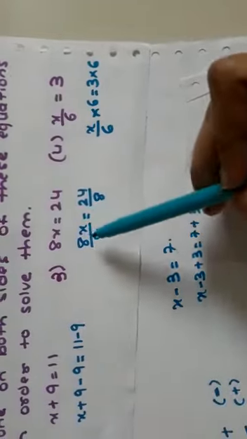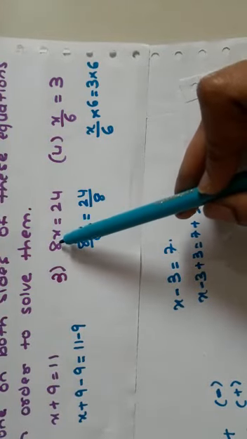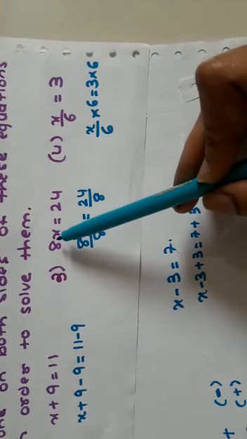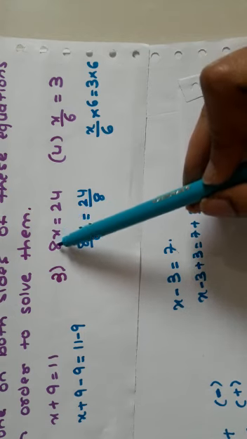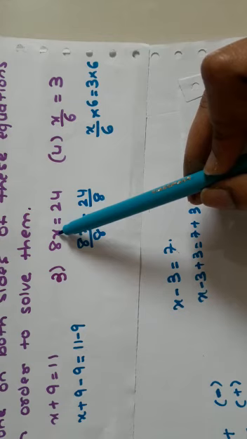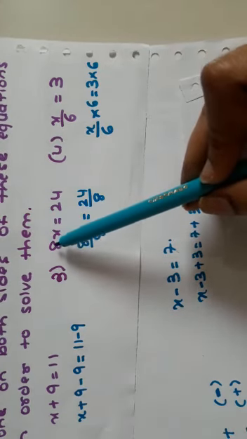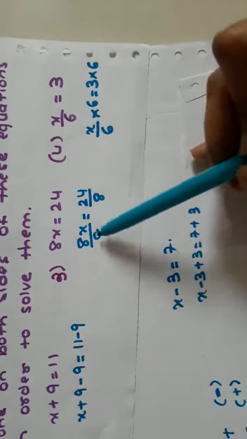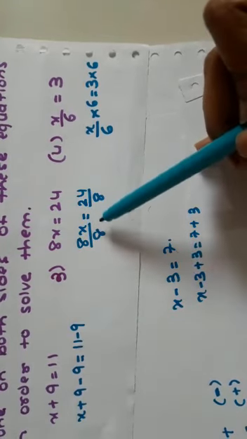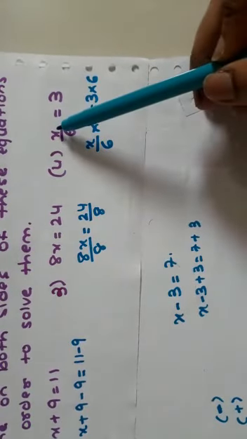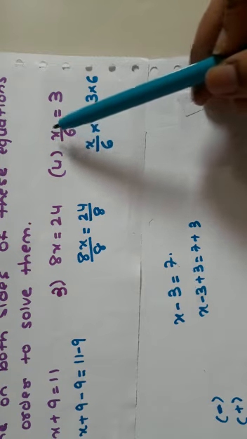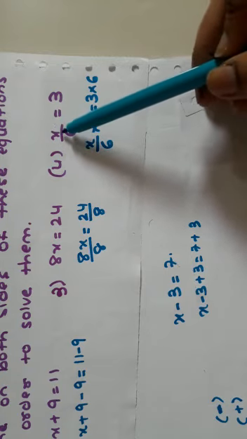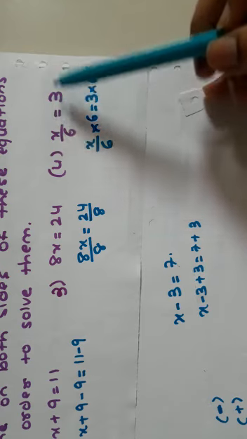And if it is multiplied, here the multiplication sign is not given, but 8x means 8 into x. So here 8 is multiplied to x. To get the value of x, we have to eliminate 8, and therefore we divide both sides by 8. Here to get the value of x, we have to eliminate 6. The operation between x and 6 is division, so we multiply by 6 on both sides.